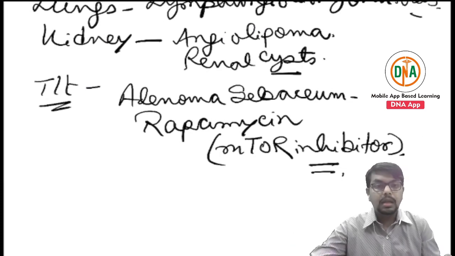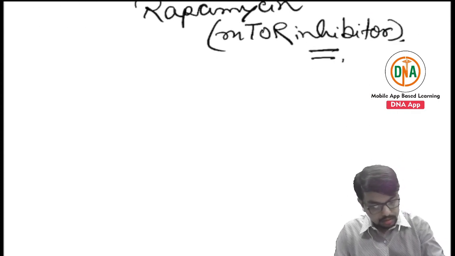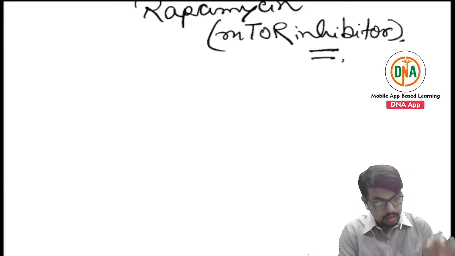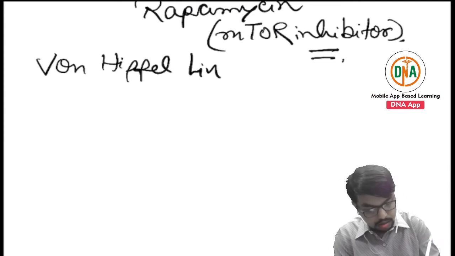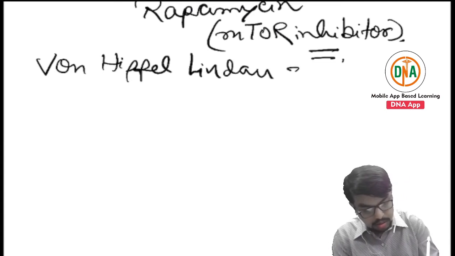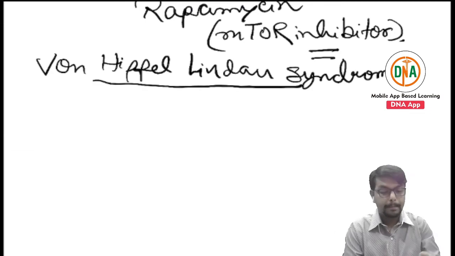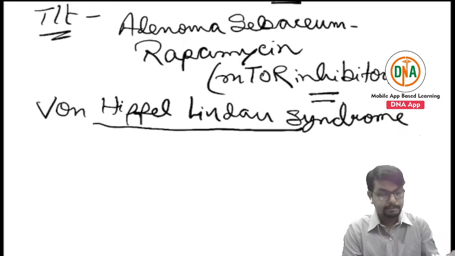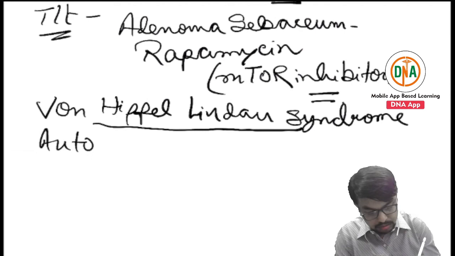Okay, now next we will see next disease, von Hippel-Lindau syndrome. Okay, this is also autosomal dominant.